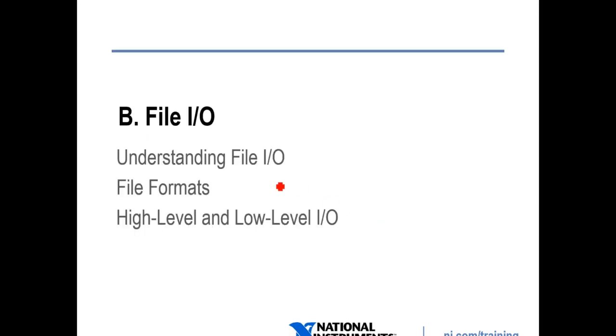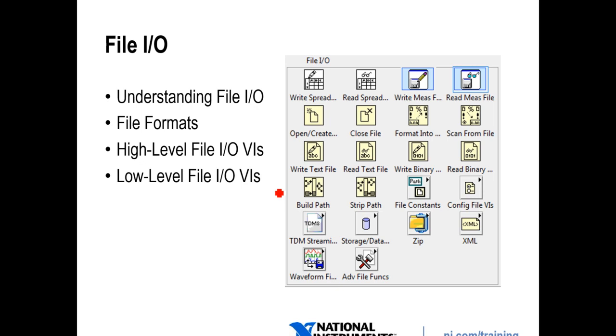Now we are going to talk about file IO. Please open your LabVIEW, press Ctrl+N, go to the block diagram, and press Ctrl+T, then right click on the block diagram and you will get a File I/O folder. When you come into File I/O, you will get Write Spreadsheet, Read Spreadsheet, Write Measurement File, Read Measurement File, and the create, close, write and read functions. So we have some high level VIs.